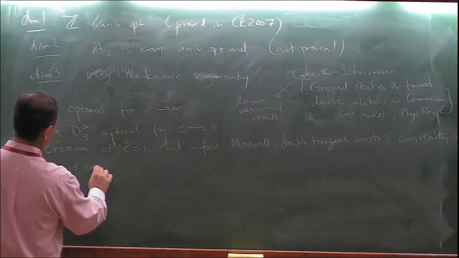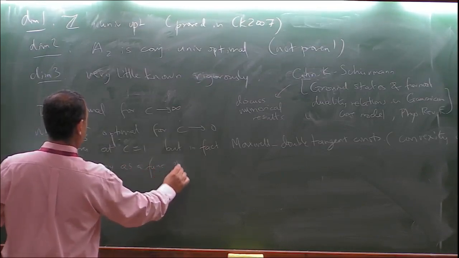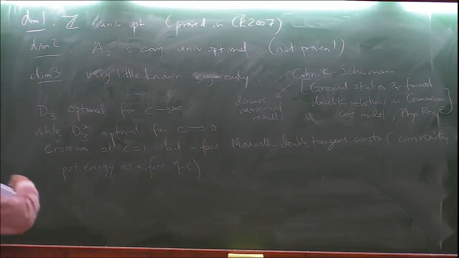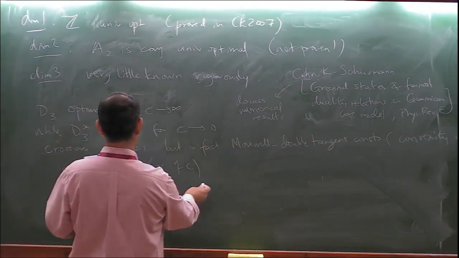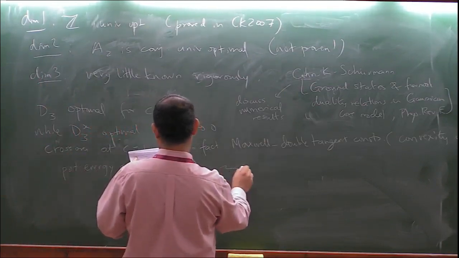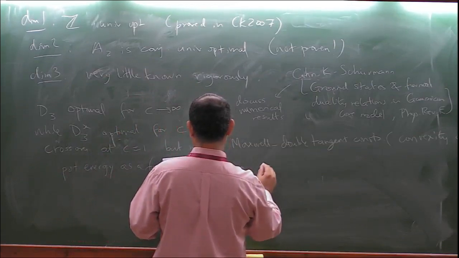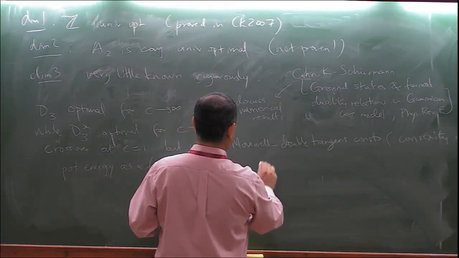Potential energy as a function of C, and it turns out that if you have something at small C and something at large C, you can take the line joining them, something about convexity, and that gives a better result. What's in fact better than either of them at C close to 1 is phase coexistence.